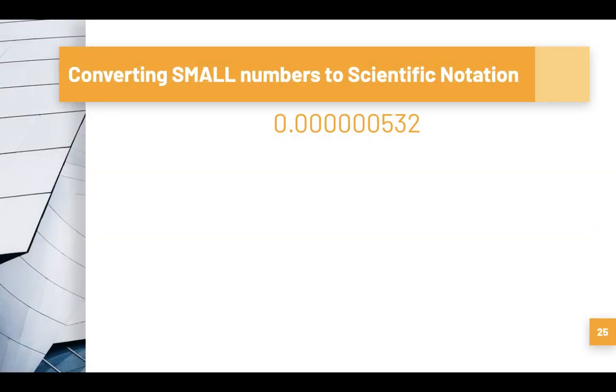Moving on to converting small numbers to scientific notation. So how do we say this number? We have the tenths, hundredths, thousandths, 10,000s, 100,000s, millionths, 10 millions, 100 millions, billionths. So we would say this as 532 billionths. There's a TH at the end of the number.